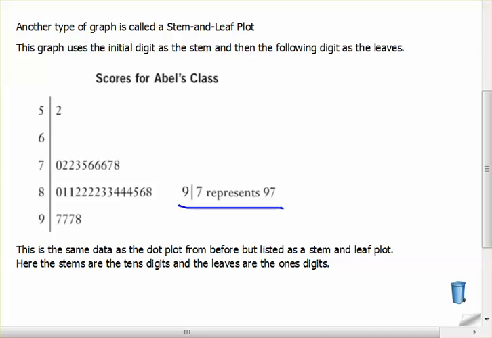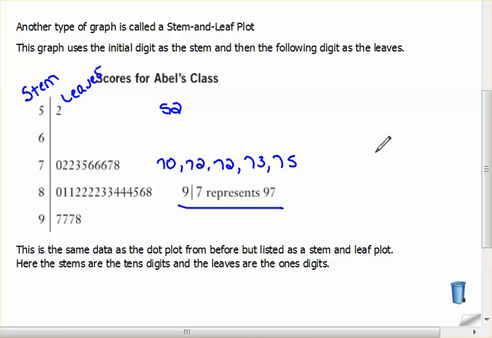So we would call this part of our plot the stem, and we would call this part of our plot the leaves. So the way we would read this is this number would represent 52. This number here, this would represent 70, and then we would also have 72, and then we would have another 72, and then a 73, and a 75, and so on and so forth.